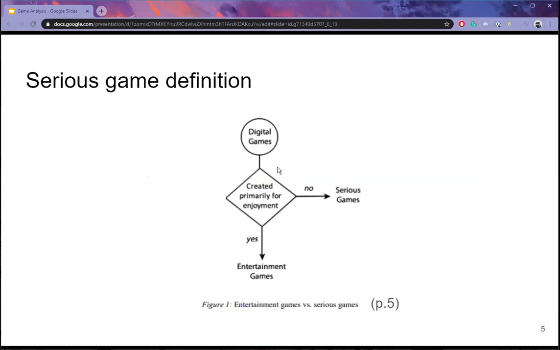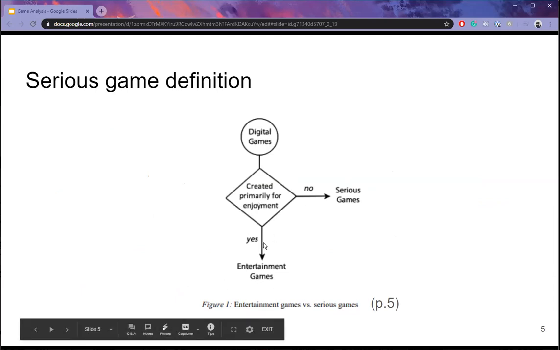definition for now. So we have a digital game here, and we look at the purpose of it. If it's created primarily, mainly for enjoyment, then it's an entertainment game. And if not, then it's a serious game. And we just stop at that.